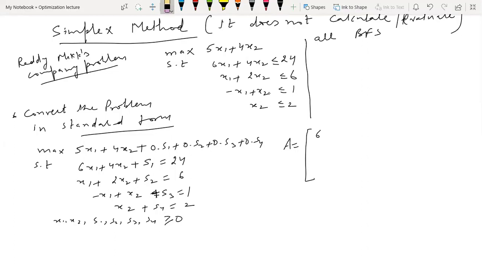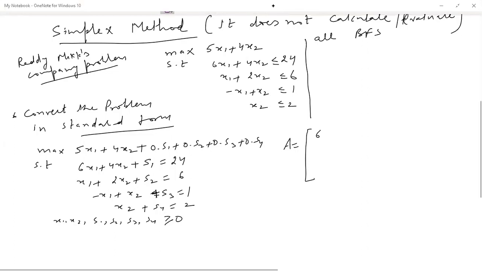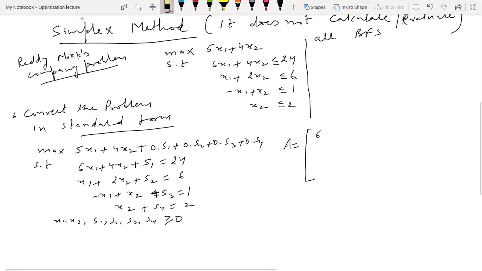It is 6, 1, minus 1, 0, because in the last constraint there is no coefficient of x1. In the second constraint, the second variable is x2: 4, 2, 1, 1, and then the third variable is s1, that is 1, 0, 0, 0. The fourth variable is s2, this is 0, 1, 0, 0.